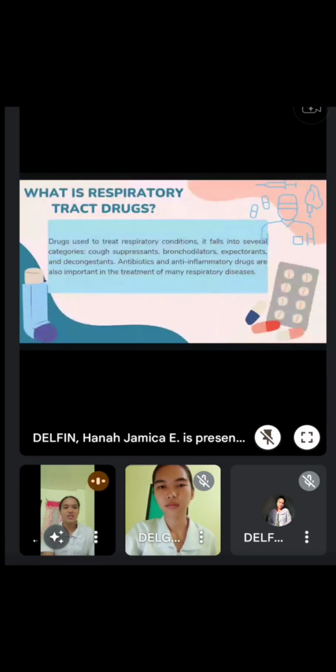So what are respiratory tract drugs? These are the drugs used to treat respiratory conditions. They fall into several categories: cough suppressants, bronchodilators, expectorants, and decongestants. Antibiotics and anti-inflammatory drugs are also important in the treatment of many respiratory diseases.